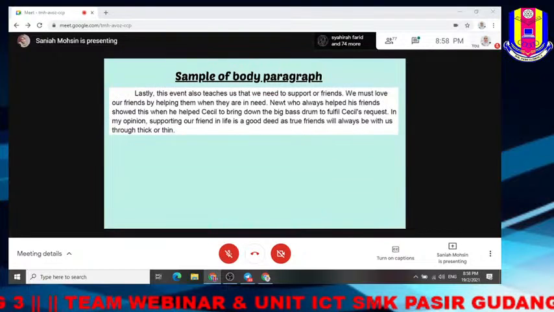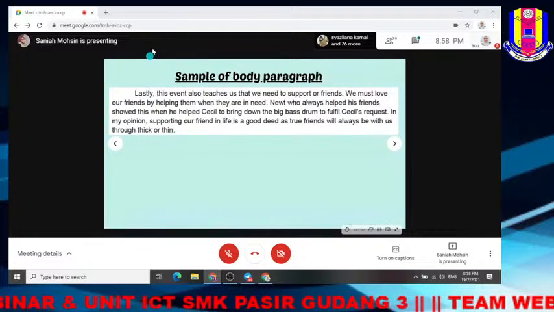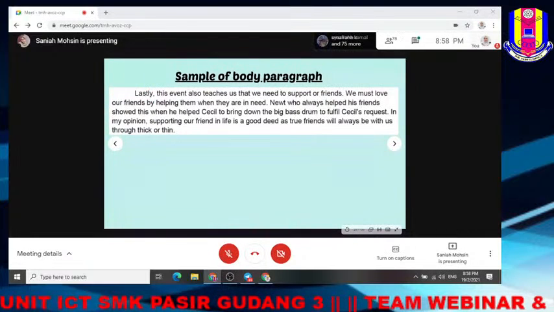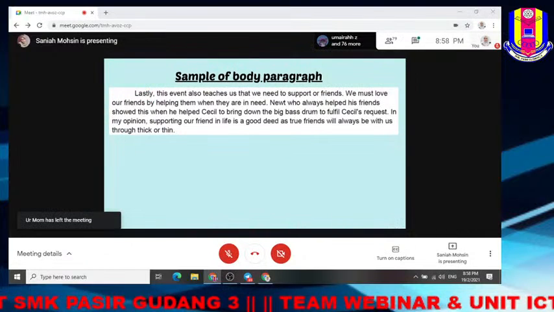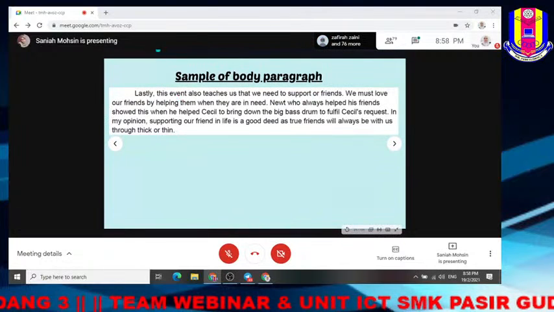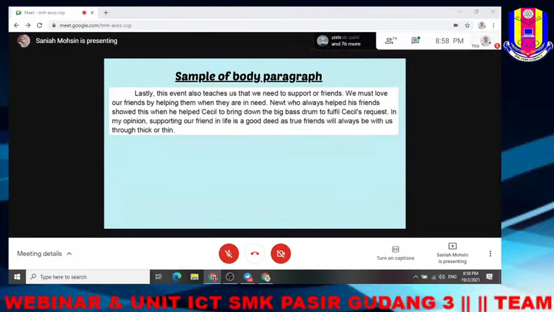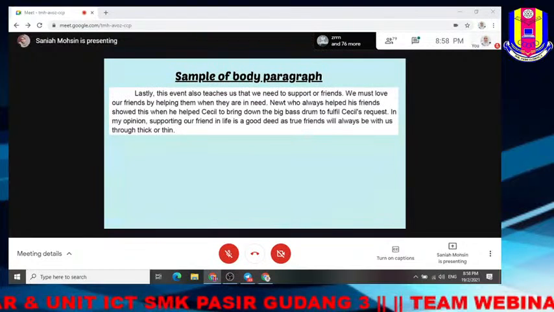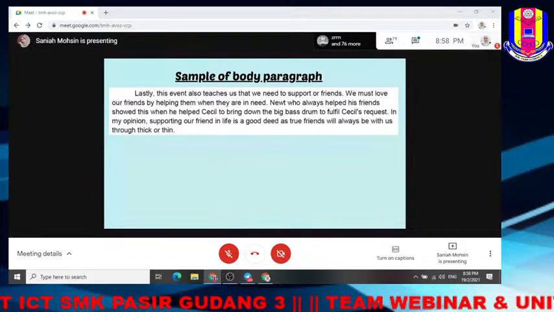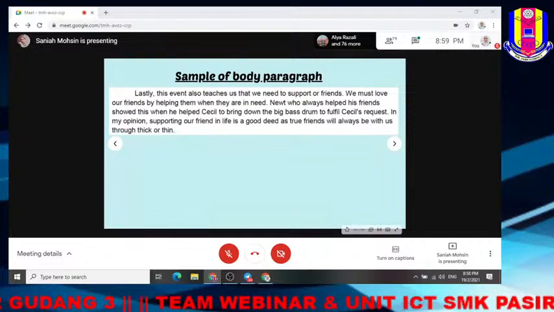Siapa yang baca ni saya doakan English dia dapat A+. Cepat. Siapa nak baca? Saya doakan. Amin. Amin. Baca cepat. Doa cikgu ni makbul. Malam-malam Jumaat lagi. Can I read? Yes, you can read. Okay, calon A+ kita. Silakan.